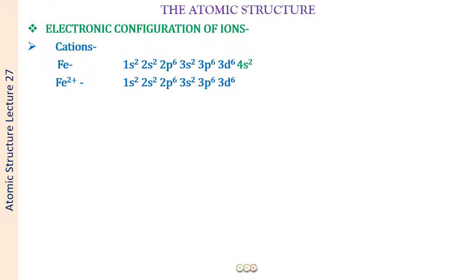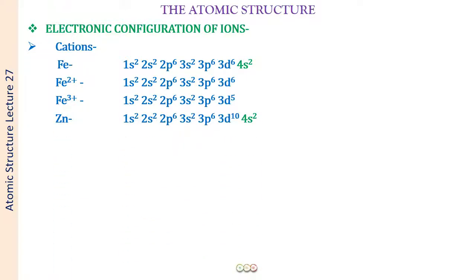Okay, so I hope you will always remember this. So we have Fe plus 3. This is going to be now 3d5. Similarly, we have zinc. So the electronic configuration for zinc is going to be 3d10 4s2. So here the last electron has entered into the d orbital.